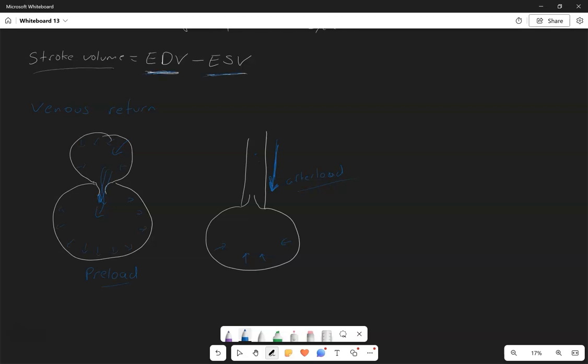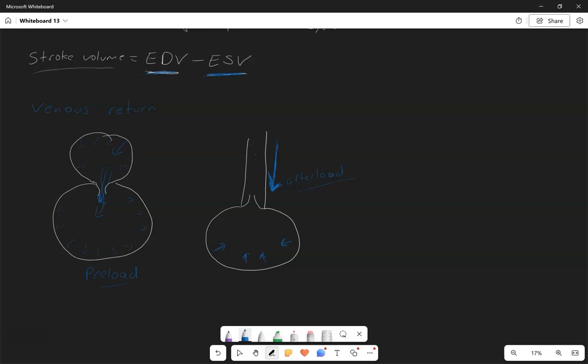So what do you think is going to happen if I increase afterload? I increase this resistance. It's going to take me more pressure to start that ventricular ejection phase, which means I'm not going to get to eject as much blood. So I'm going to increase my end systolic volume. I'll have more blood left over.